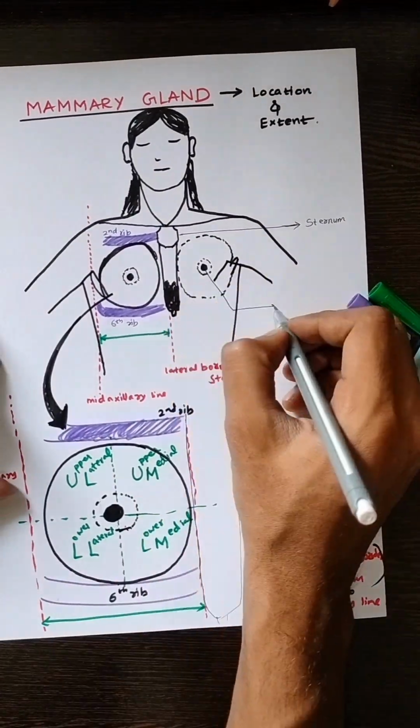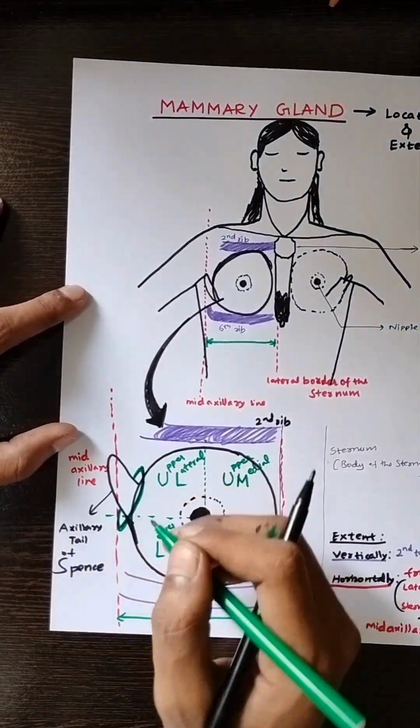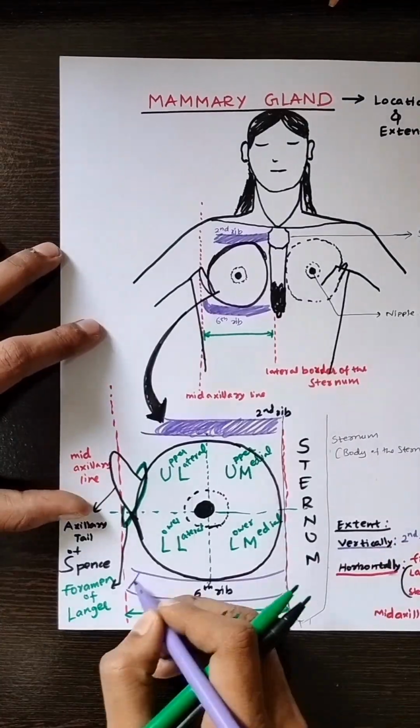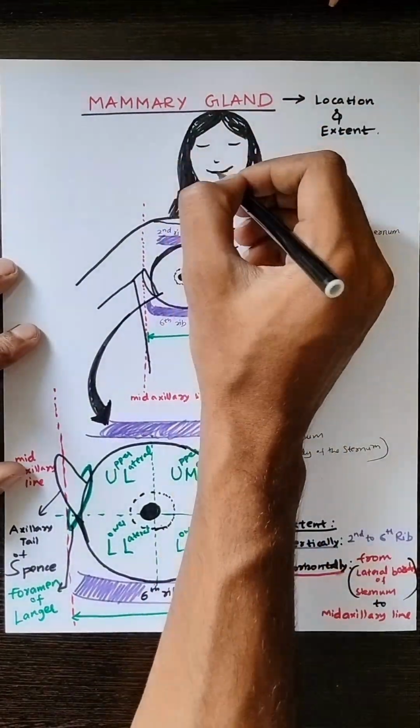A small extension of the upper lateral quadrant, called the axillary tail of Spence, passes through an opening called the foramen of Langer into the deep fascia and lies in the axilla. So this is the sternum and these are the ribs, and the extent is vertical and horizontal. You can make her look beautiful by drawing extra hair also.